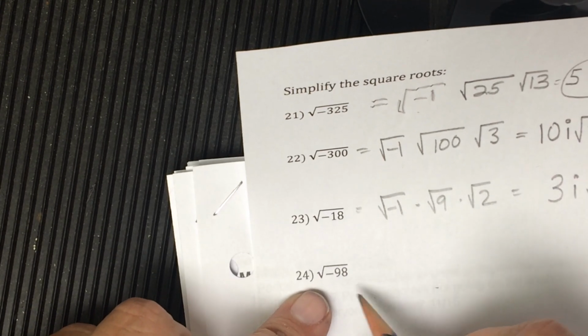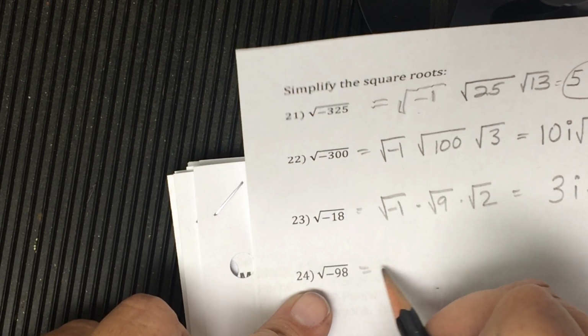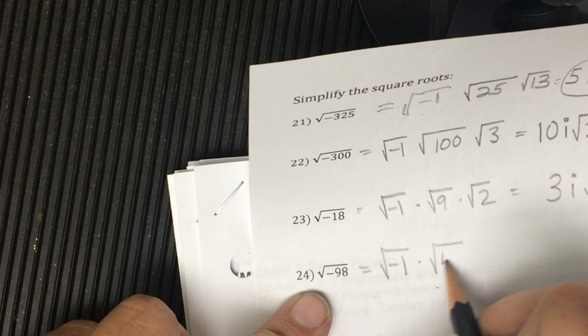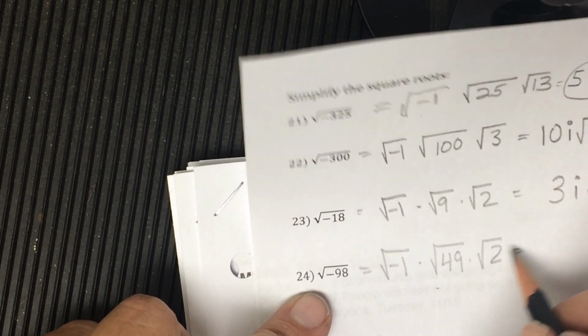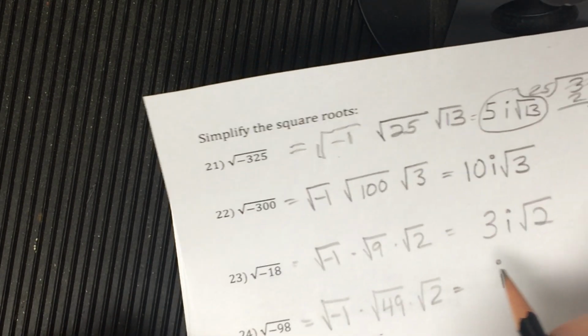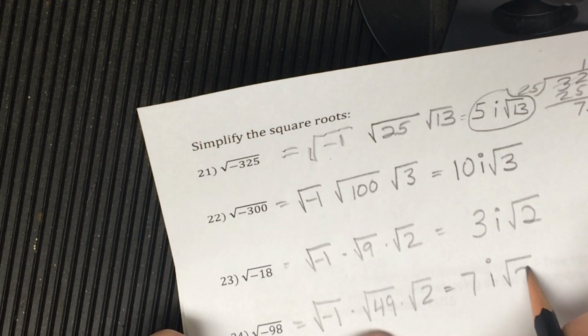98. What's 98 divided by 2? It's 49. There we go. Square root of negative 1 times square root of 49 times square root of 2. Square root of negative 1 is i. Square root of 49 is 7. And then we have a square root of 2.